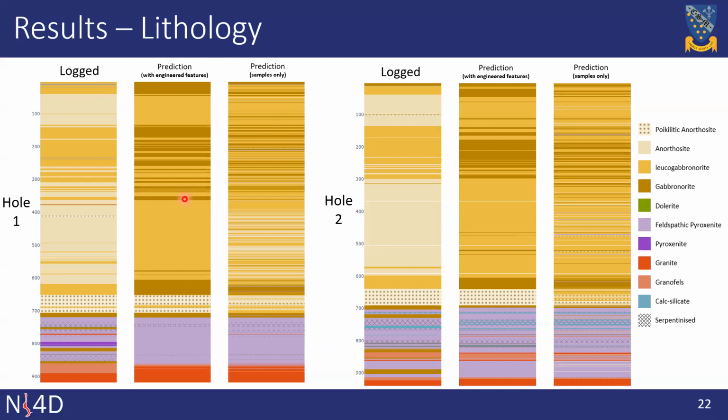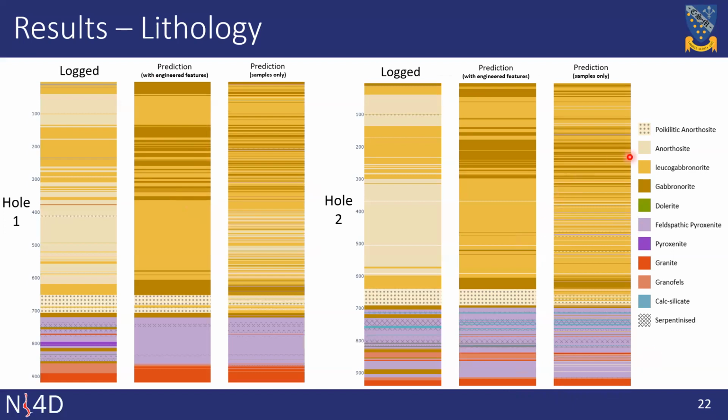The first elephant in the room is that my prediction is over-predicting leucogabbronorite, or it's generally more on the less feldspathic side of things. But moving on from that, if you just take the general trend, I think it's pretty good. We're picking out this poikilitic anorthosite quite nicely at the bottom. We lose a bit of detail in the critical zone, which is a bit of a shame, but the fabulously interesting main zone is quite well defined.